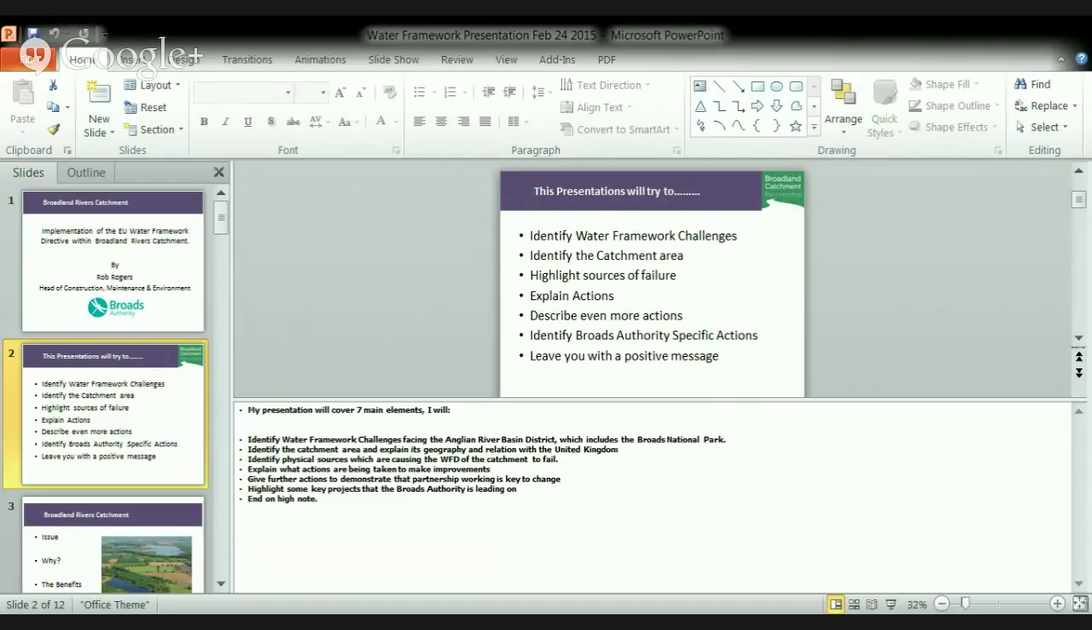So the Broadland River catchment is broken up into 4 issues here: issue, why, the benefits, and how. So the issues are that we need to improve the quality of our rivers, streams, lakes, estuaries, coastal waters, and groundwater. Why? Only 27% of English water bodies are currently classified as having good status. The benefits? Well, these include safeguarding jobs within the local area, improving natural habitats, improving ecosystems, and also improving the ecology of the area as a whole.